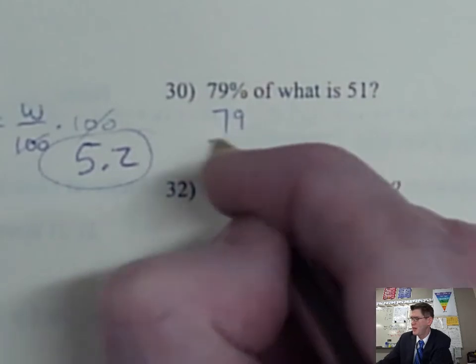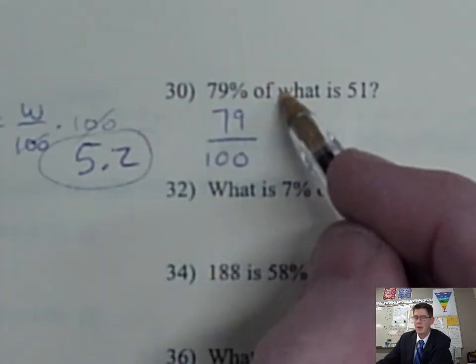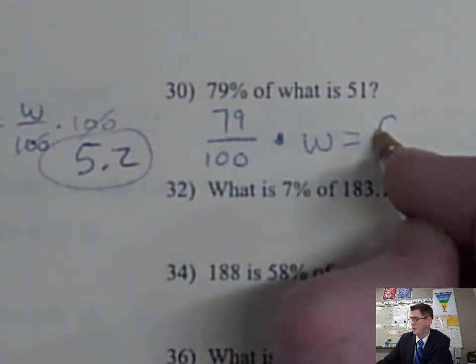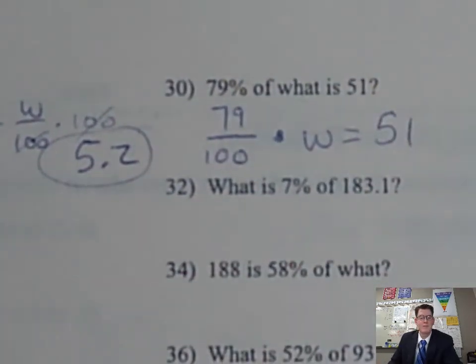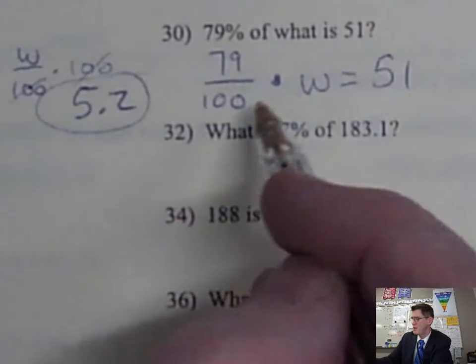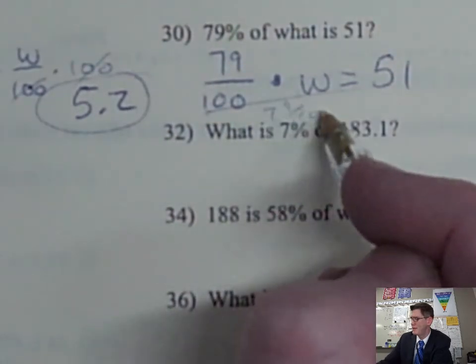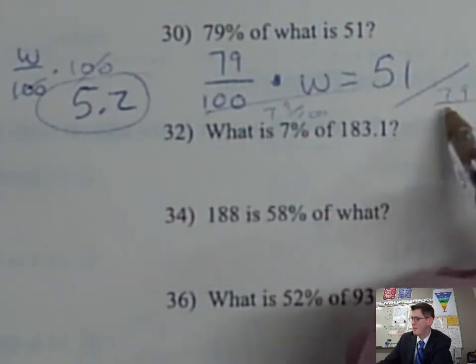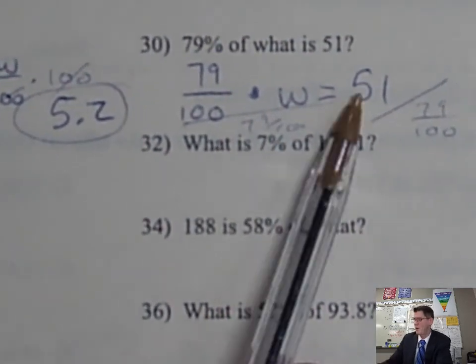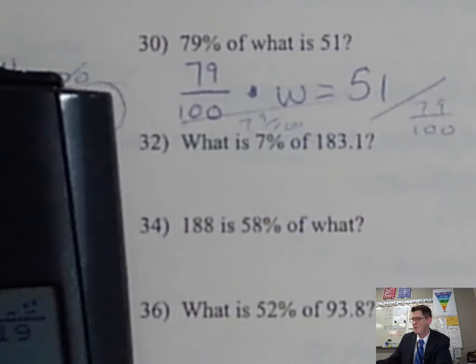So 79% of, so times what number equals 51. There's the percent equation. Now to get rid of this number that's multiplied on, you divide it off. So divide by 79 hundredths. Divide that by 79 hundredths. And figure out what 51 divided by 79 hundredths is, and you're done.